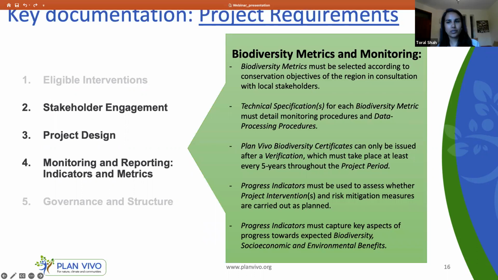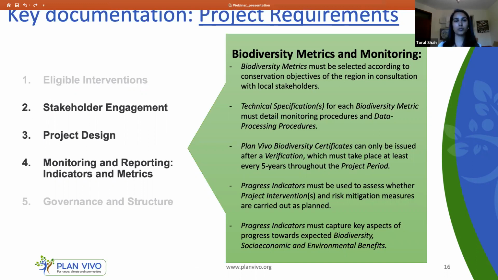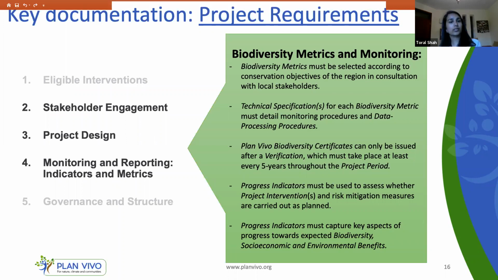This being a biodiversity standard, another key area to highlight is the biodiversity metrics and monitoring aspect. We will talk more about the methodology in detail further down this presentation, but just to highlight that the biodiversity metrics must be selected according to the conservation objectives of the region, particularly in consultation with the local stakeholders. And these metrics must be outlined in the technical specifications, where details around the monitoring procedures and the data processing procedures must be explained. Plan Vivo biodiversity certificates can only be issued after a verification, which will take place at least every 5 years throughout the project period. But again, more details on verification and validation to be shared shortly.